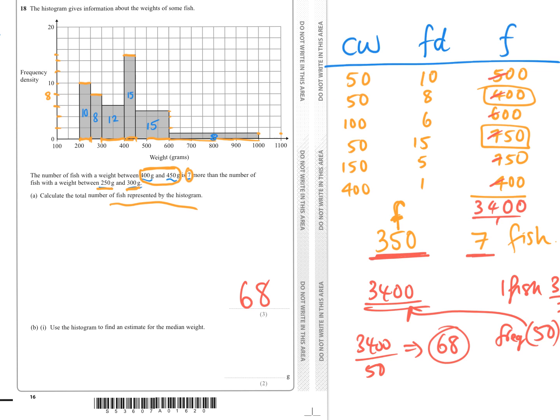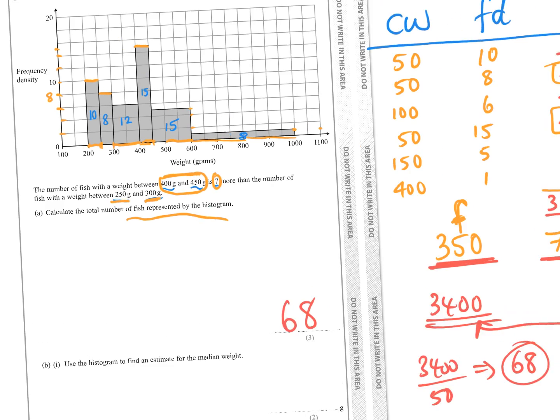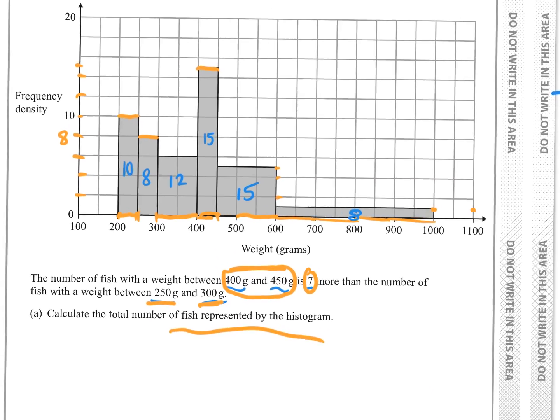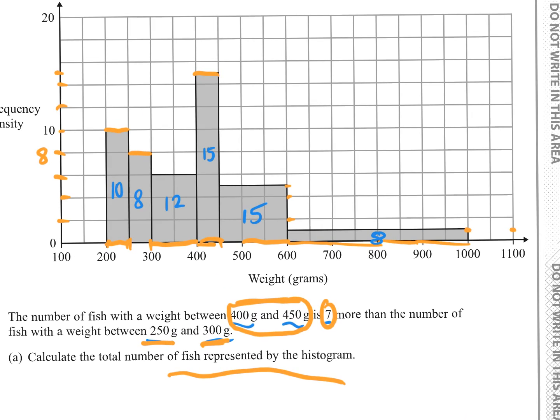For part B, I've not done these histograms for a long time, but let's have a look. For part B, I've put in blue here how many fish, because we said that a frequency of 50 was 1 fish, wasn't it? So each of these little squares represents 2 fish. So 2, 4, 6, 8, 10, 8, 12, 15, 15 and 8.